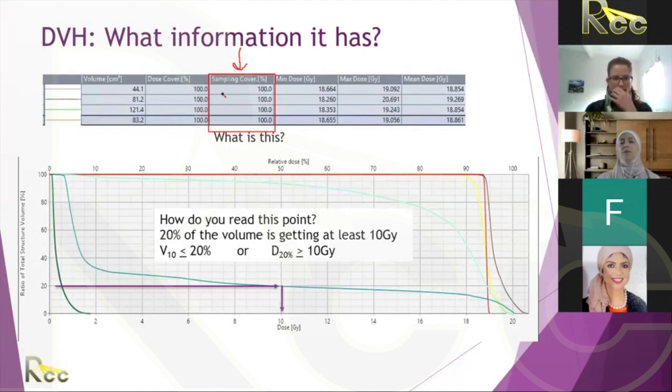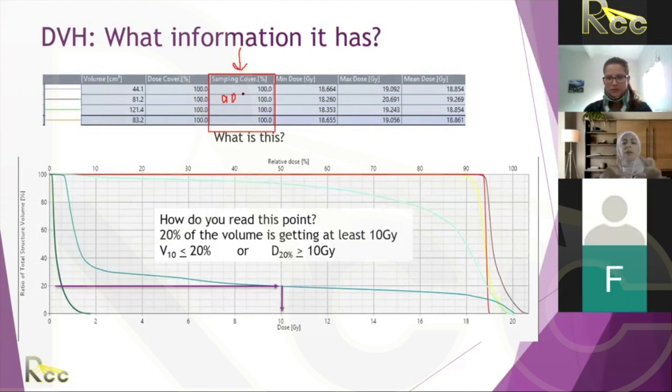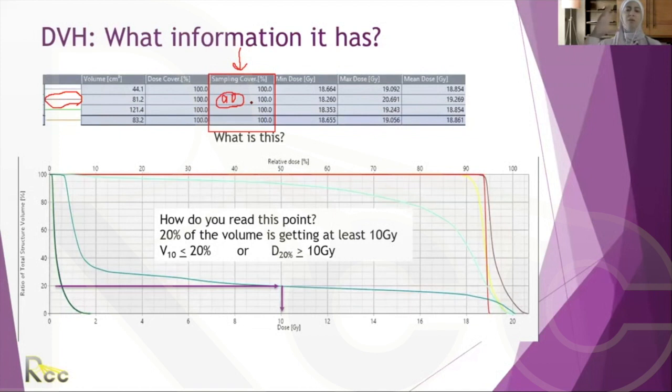If it is not, maybe it could be 90%, or maybe it could be 95 or 80, and your planning system will give you some sort of warning, like an exclamation mark or maybe a yellow triangle. This means that the calculation grid is not covering that entire volume. So whatever this volume is, let's say this volume is lung, for example. And then this is showing me 90% sample coverage. It means that 90% of the lung is being covered by the calculation grid, but I have 10% of this volume not being covered. طيب, the question is now, so how is this affecting my DVH?